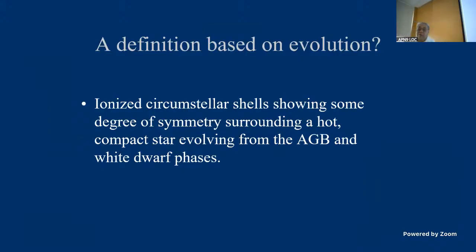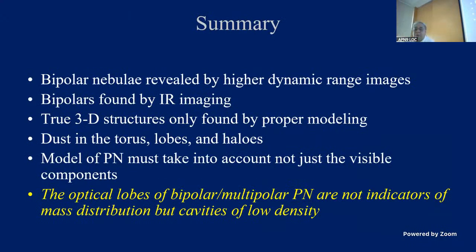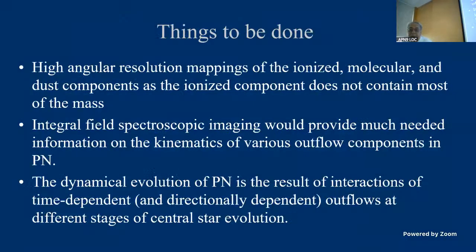A planetary nebula, well, I think we have to have more than a definition, more than observation. It has to have some degree of a definition based on evolutionary status. I don't have time to talk about this. So we have a lot of unexplained phenomena, and we need, for example, integral field spectroscopy to better determine the kinematic structure of the nebula structure, so that we can build a three-dimensional model. And back to you.